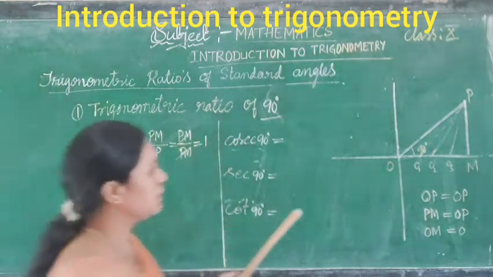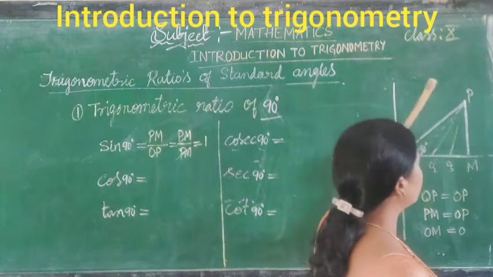What is cos 90? Cos 90 means adjacent divided by OP.